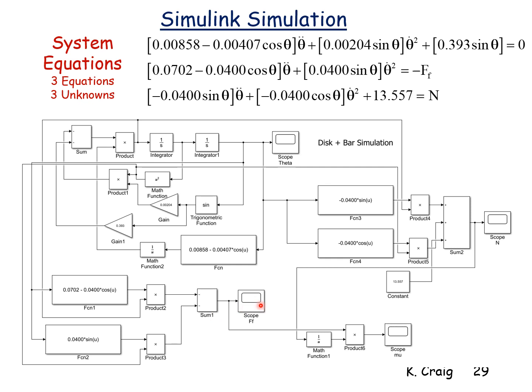If I do the same thing now with the normal force, it is given in this scope, and it's equal to the sum of three terms. First, the constant term, 13.557. Then this term here, minus 0.0400 times the sine of the input, which is theta, multiplied by theta double dot, which is given by this signal here. And then the other term is minus 0.0400 times the cosine of the input, which is theta, and that gets multiplied by theta dot squared, which is this term right here. So the sum of these three terms gives me N.